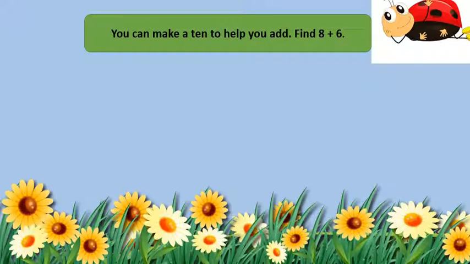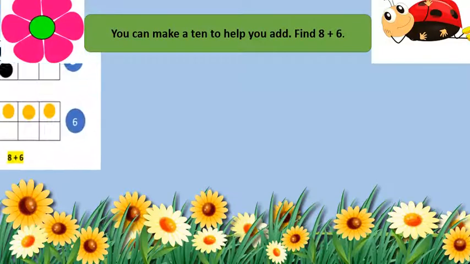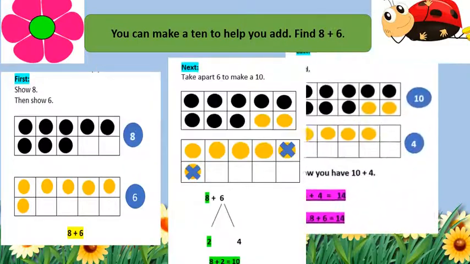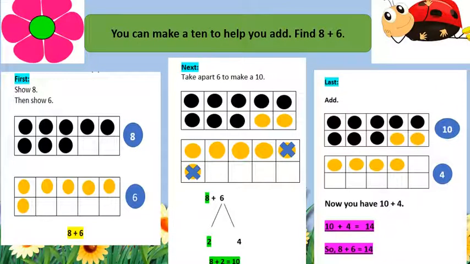Let's begin. We can actually use 10 frames and counters to add numbers. For instance, find 8 plus 6. I have 3 steps here. First is you need to show the addition equation. So our number sentence is 8 plus 6. So I have 2 frames here, one for the 8 and one for the 6. I just simply put dots, black dots for my 8.